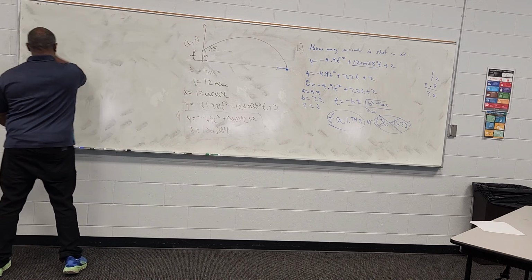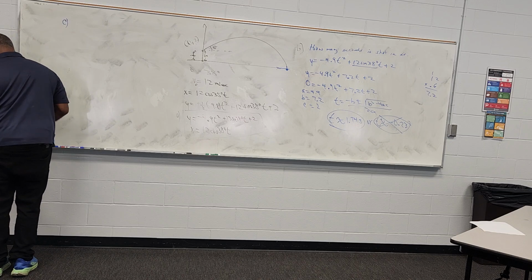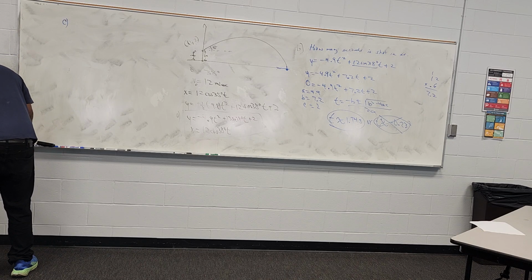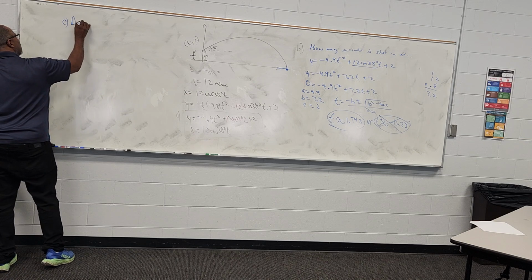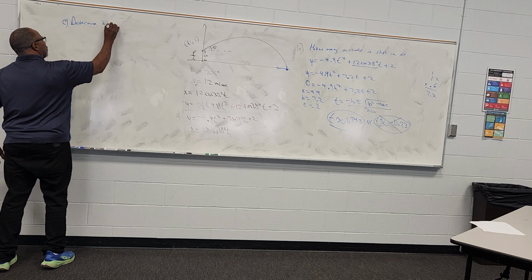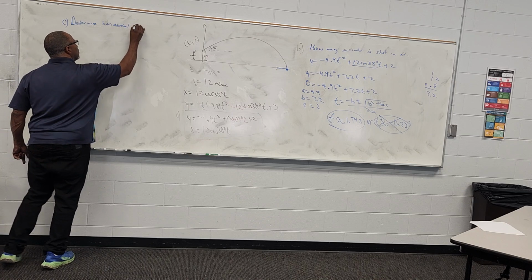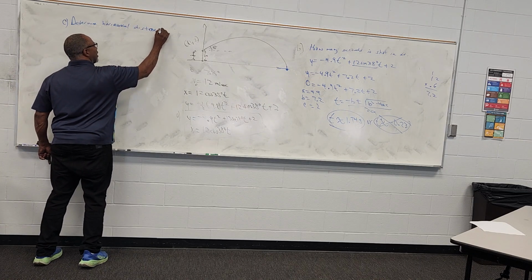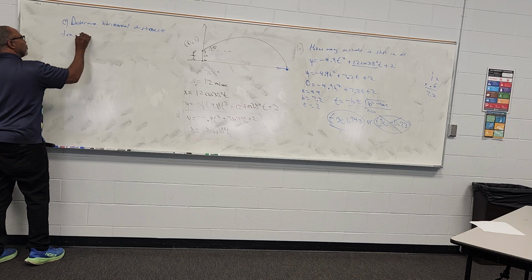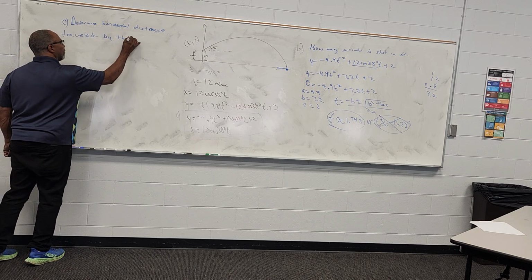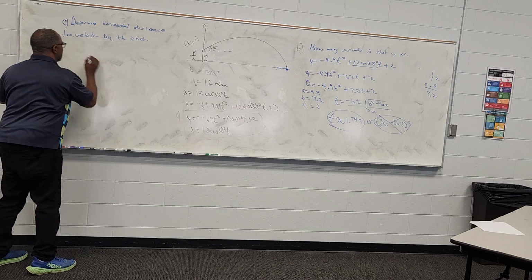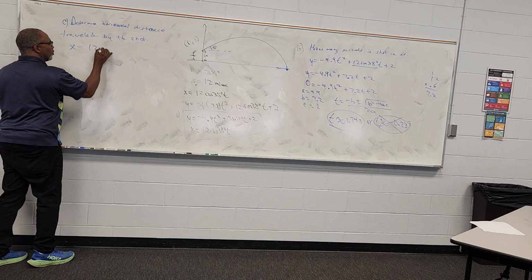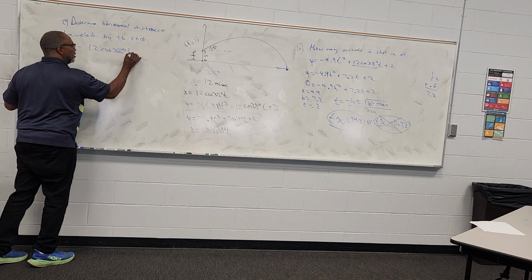Part C. Part C says they want us to determine the horizontal distance traveled by the shot. So how far did that thing go horizontally? Well, that's the x equation. So x is 12 cosine 38 degrees times t.